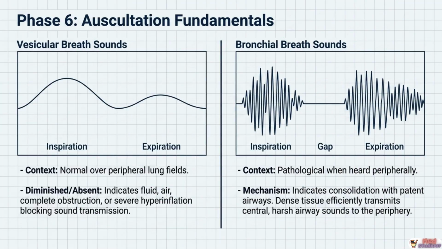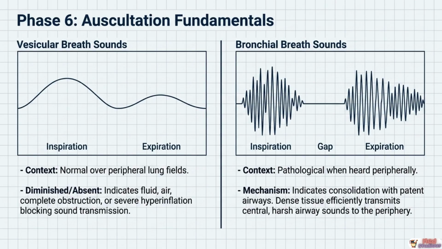Auscultation begins with distinguishing two fundamentally different breath sound qualities based on their waveform pattern. Vesicular breath sounds show a smooth, soft waveform, with inspiration longer than expiration, and represent the normal sound heard over peripheral lung fields. When vesicular sounds become diminished or absent, this indicates fluid, air, complete airway obstruction, or severe hyperinflation, blocking normal sound transmission to the chest wall.